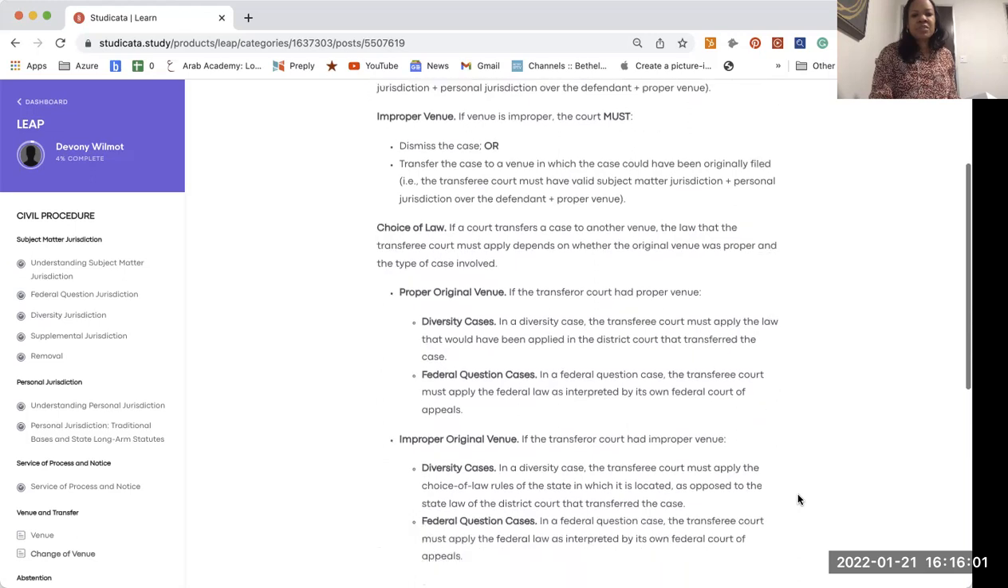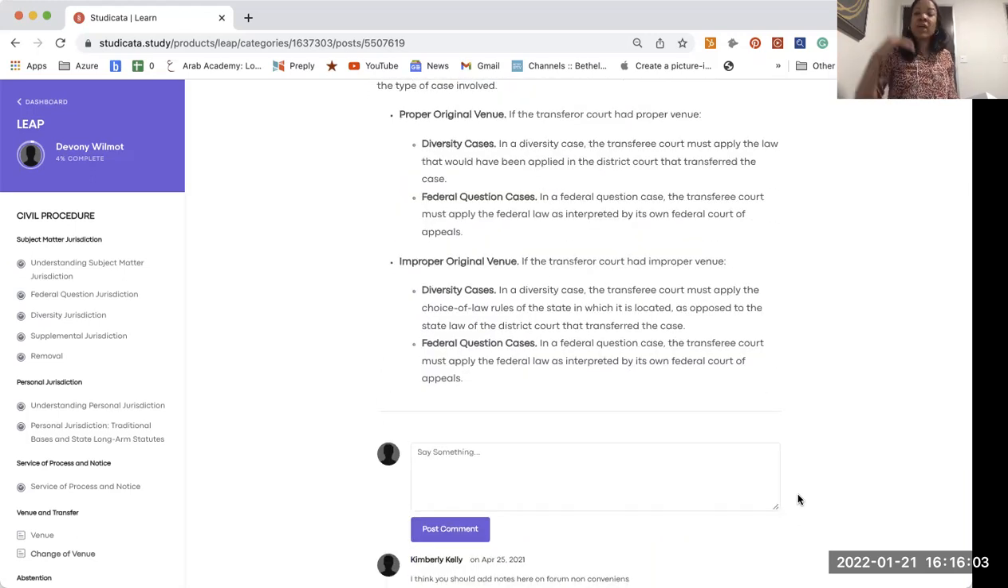All right. So now let's talk about improper original venue. We just talked about what happens if you have proper original venue. If you had improper original venue, in a diversity case, the transferee court, the court where you're going, must apply the choice of law rules of the state in which it is located, as opposed to the state law of the district court that transferred the case. So it's not the state law of the district court that transferred the case, the way that it is if you had proper original venue. It's the choice of law rules of the state in which it's located.